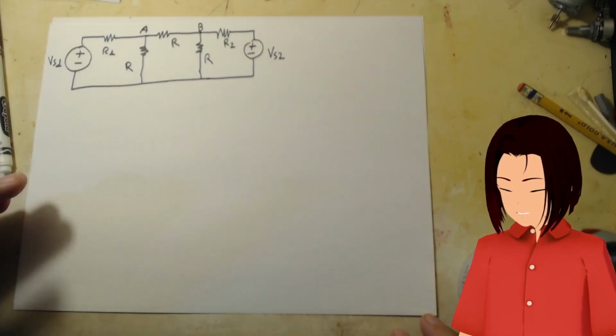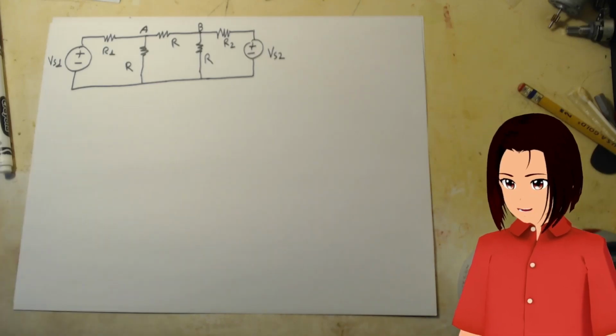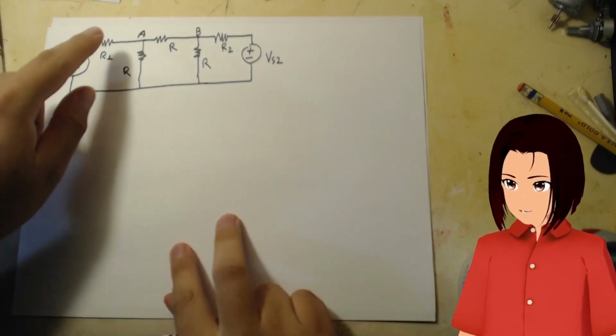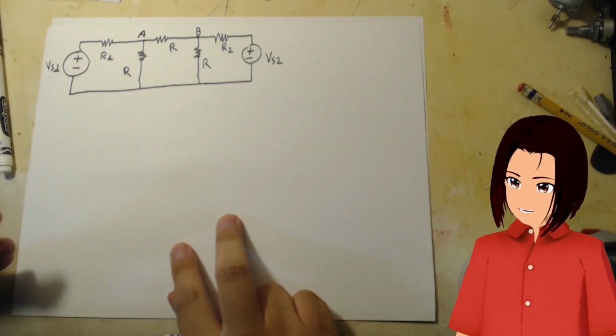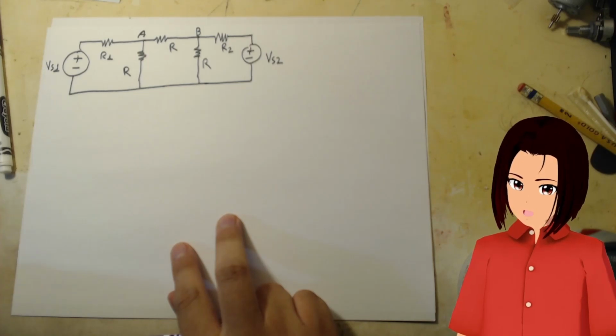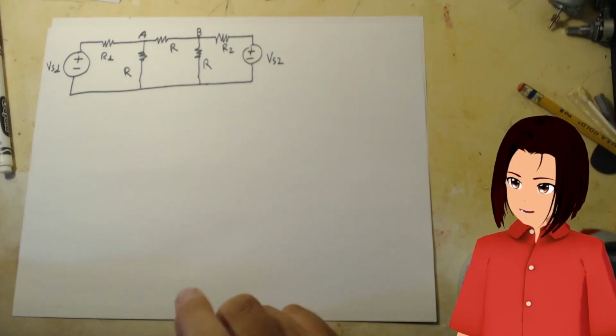So let's say we have a circuit like this. So what do we do for this guy? Let's say we have to find the voltages at A and B. What we do is called a source transformation. We have to do something called a source transformation. If you know Thevenin and Norton, this makes it easy.